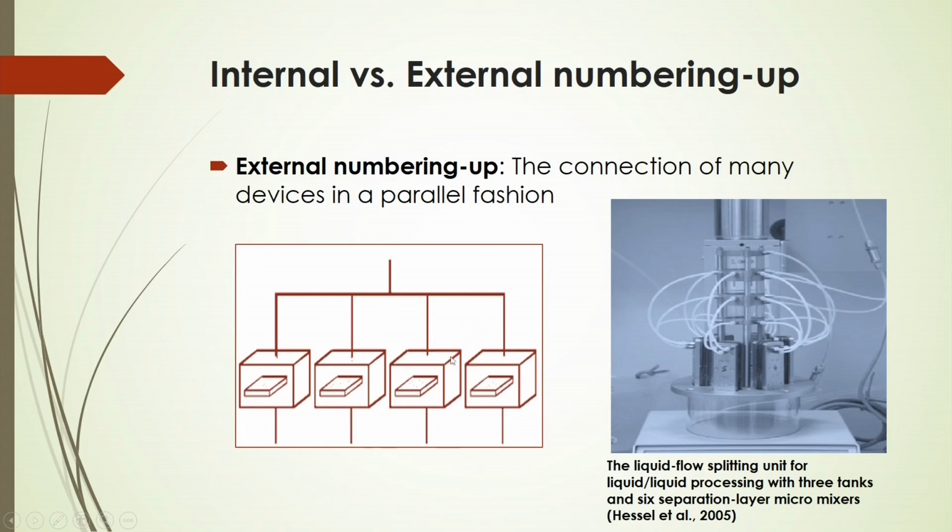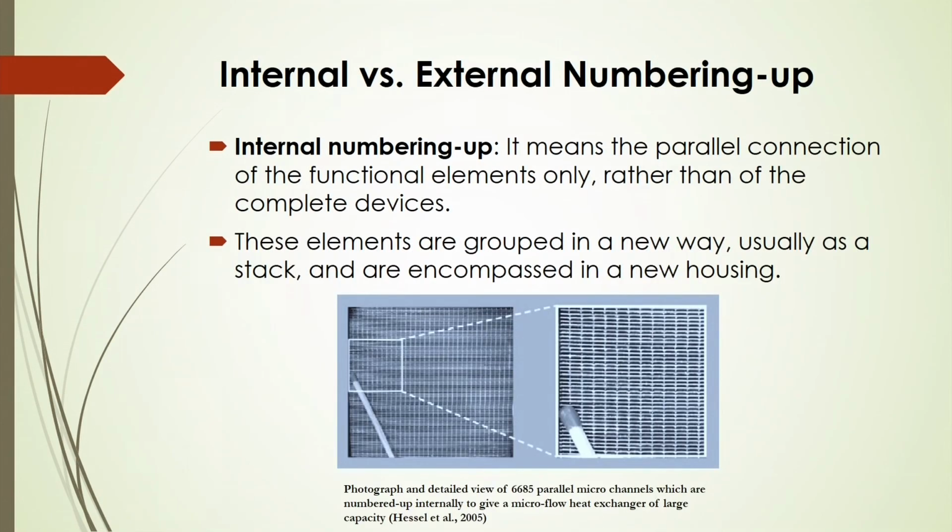So, this is called external numbering up. Whereas, internal numbering up will give you the functional elements only, rather than the complete devices that will be connected in parallel. In this case, the functional elements are grouped in a new way, usually as a stack, and encompassed in a new housing. As shown in the figure in the slides, that is how you will see internal numbering up.